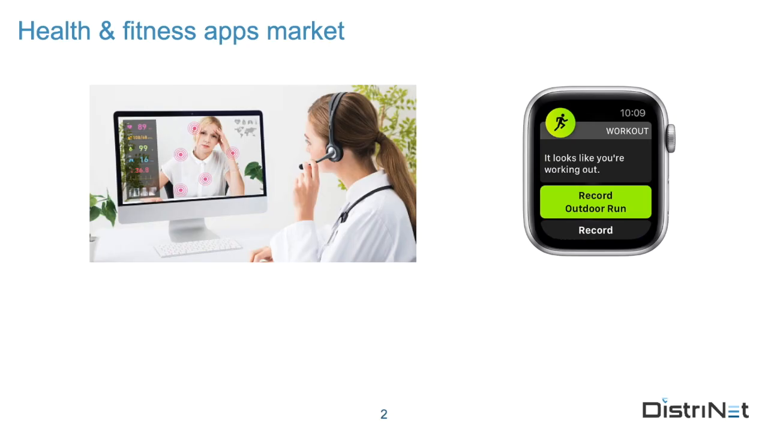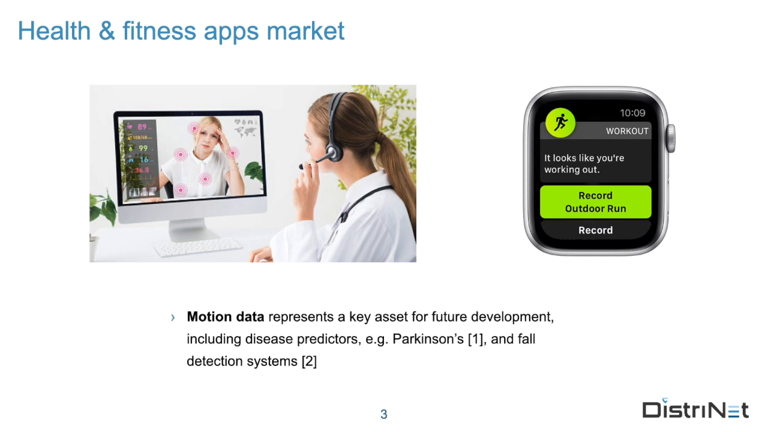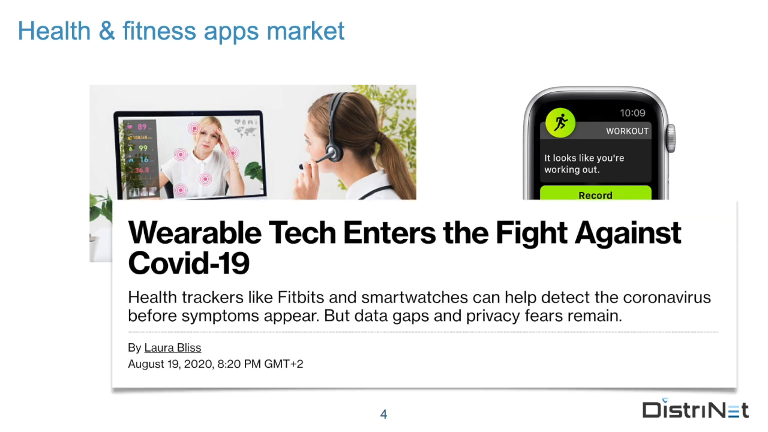As the availability of wearable technologies grows, so do the applications that improve our living standards in both the health and fitness domains. In this context, motion data, or sensory data capturing human gait, is a key asset that can be used as a disease predictor and fall detection system for the elderly. In recent times, there have been proposals to use wearables and the data they collect to curb the spread of COVID-19 too. This led to several privacy concerns about the sensitivity of the shared data.